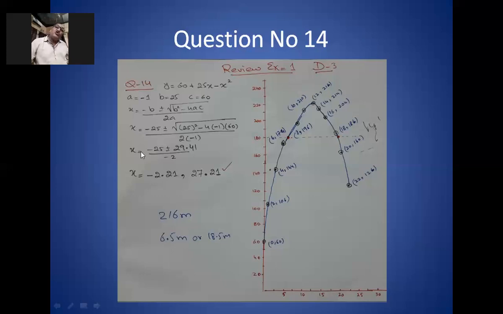So here you have two situations. In your calculator, you will enter -25 plus 29.41 equals, divided by -2 equals, and the answer will be -2.21. The second situation will be, in your calculator, you will write -25 minus 29.41 equals, divided by -2 equals. So the answer you will get will be 27.21. So this is the positive answer which the question has asked you to find.